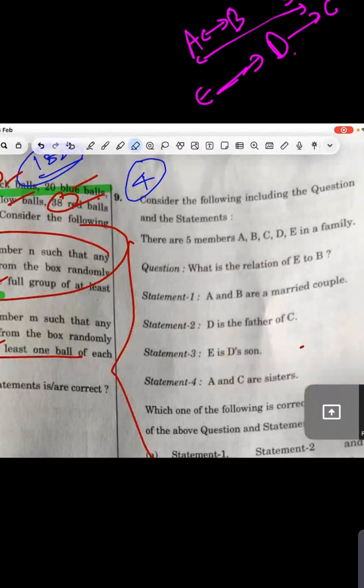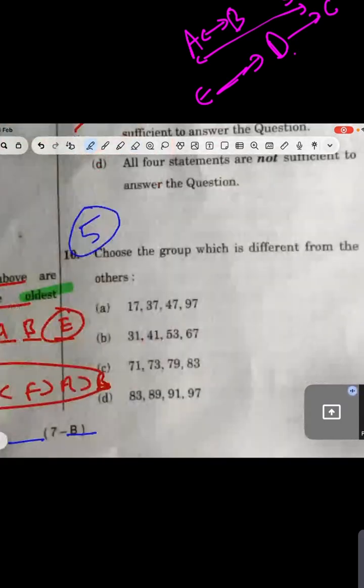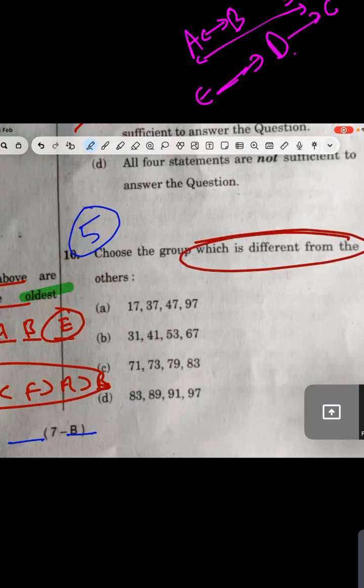So guys, you have wasted this much time, but I would have solved like that, as I told you earlier. So we need all the four statements actually. This is the answer actually. See guys, this is the easiest question. Here the question is saying what? Different from the others.